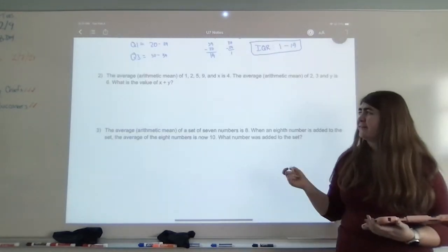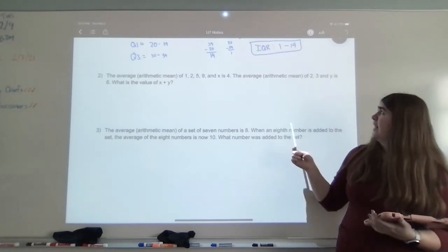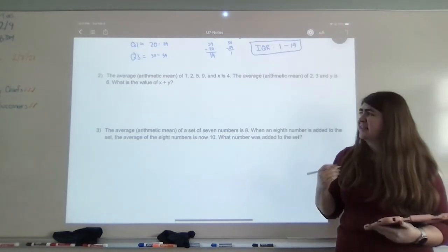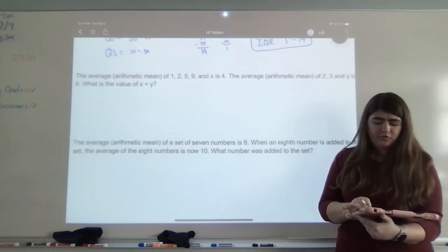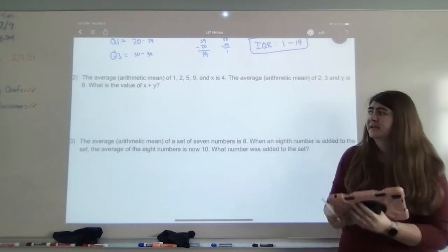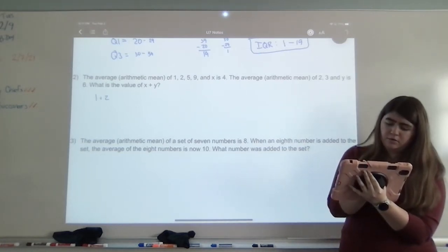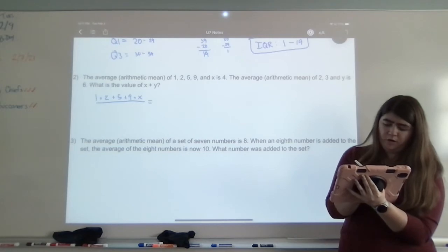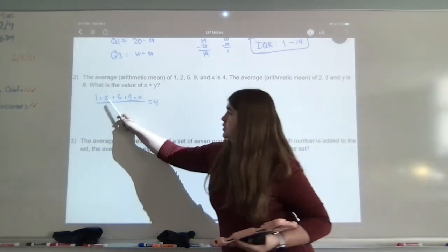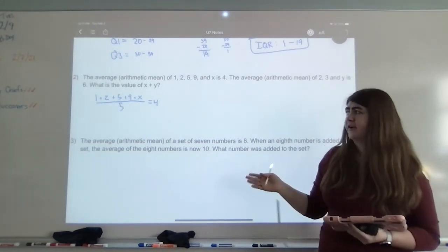Number 2 says the average of 1, 2, 5, 9, and x is 4, and the average of 2, 3, and y is 6. What is the value of x plus y? In order to calculate that, you first have to find x and y. So if I know that the average of 1, 2, 5, 9, and x is equal to 4, and there's 1, 2, 3, 4, 5 data points there, this is my formula to solve for x.